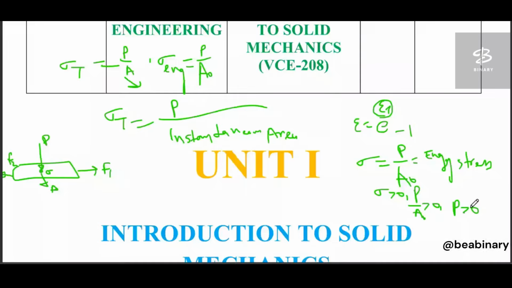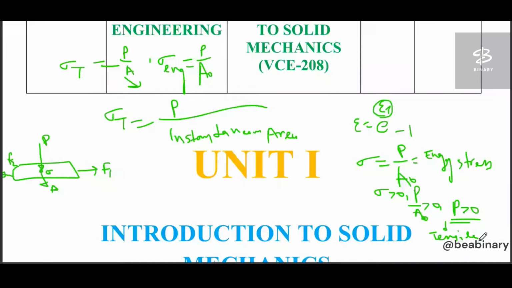Once again I'm repeating. Sigma is positive means P upon A naught is positive, means P is positive. In that case, P is a positive load. So basically, if sigma is positive, then stress is tensile. Simple meaning: sigma positive, load positive, means stress is tensile. So this is called tensile stress.